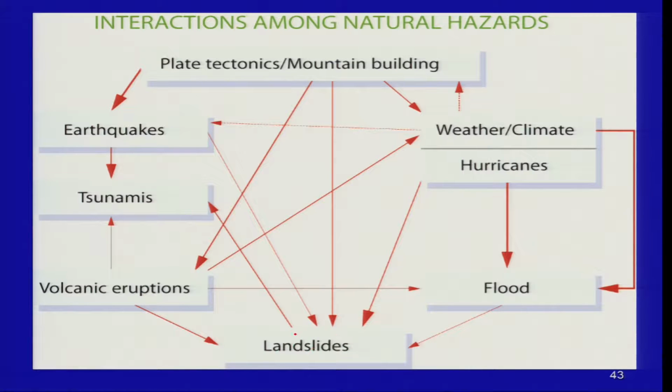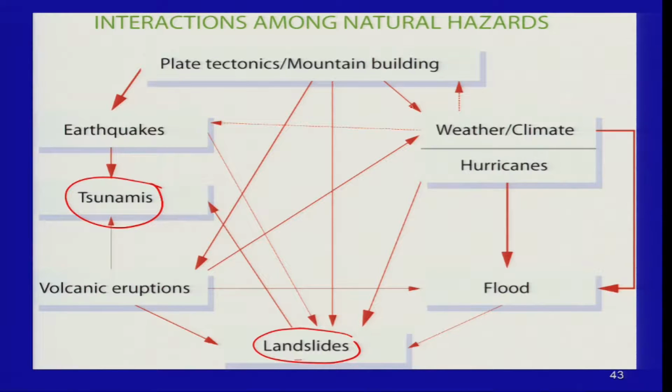Then landslides can trigger tsunamis. So, in the ocean, if you have a submarine landslide, a large chunk of mass is moved into the ocean, and the ocean water, the water column, will be disturbed. So, this can also trigger a tsunami.